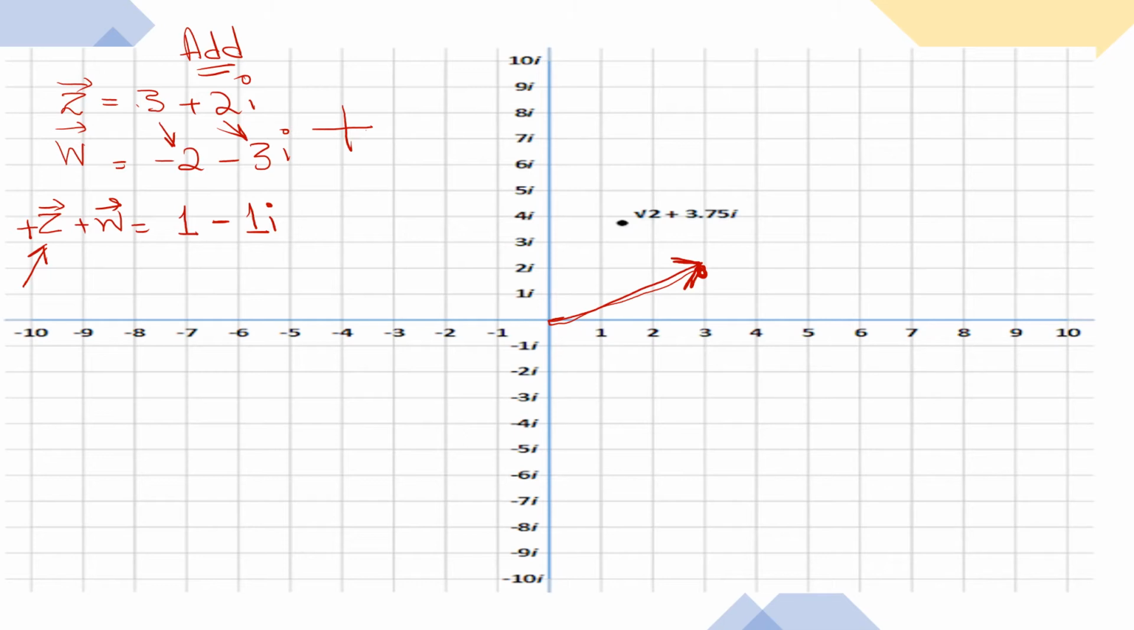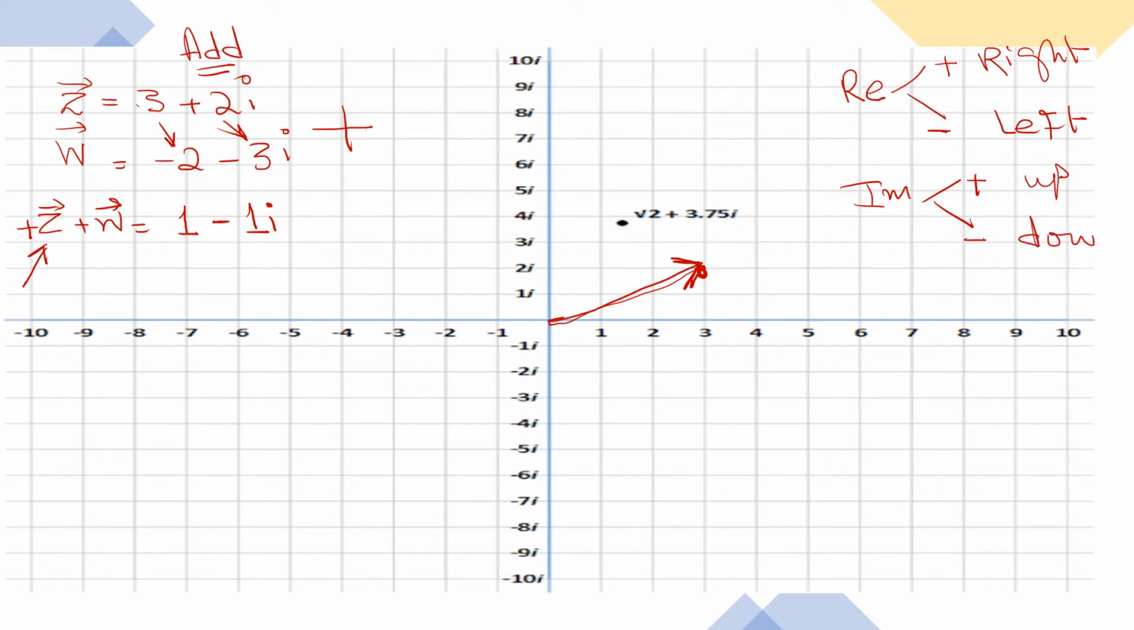After that, you have to add it. One more thing you have to remember: in order to add, you should know about the translation of the real and imaginary numbers. If the real number is positive, you have to move towards the right. If the real number is negative, move towards the left. Similarly, if the imaginary number is positive, you move up, and if the imaginary number is negative, you move down.